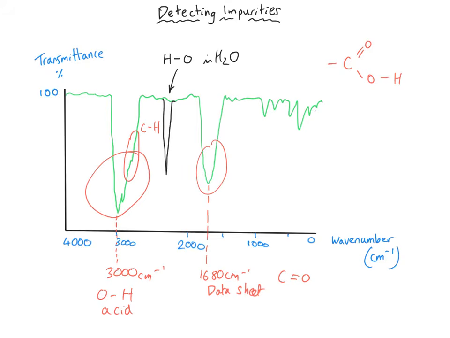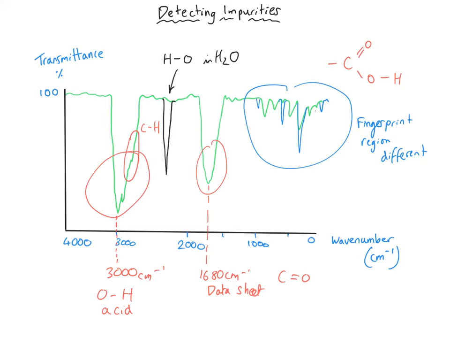Another way is in the fingerprint region, because if this was the fingerprint region over here for a particular substance, a particular carboxylic acid, you would find additional peaks in the fingerprint region, and some peaks might be bigger and there might just be extra peaks over here. And so the fingerprint region would be different if you had an impurity.